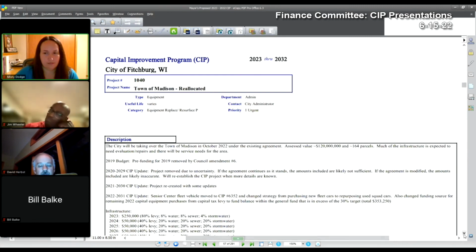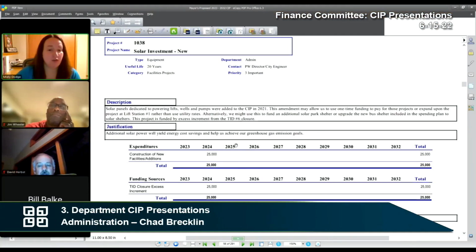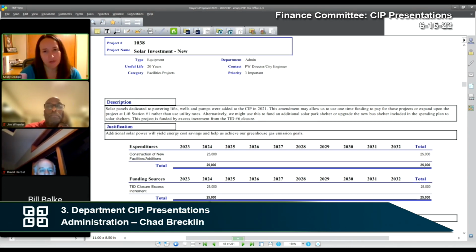I have a question about this. Go ahead. My understanding was that the solar panels at lift station number 1 were actually in the budget for this current year. So is this transitioning that funding to a different source? No, because the lift station would be paid for through the sewer utility, and this is being funded by TID closure. So this would be additional solar panels. Okay, so it's additional to that. Okay, thank you.